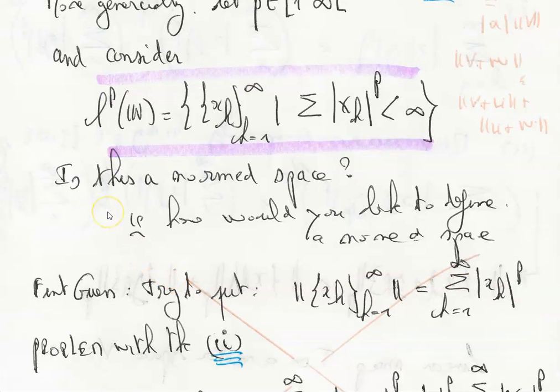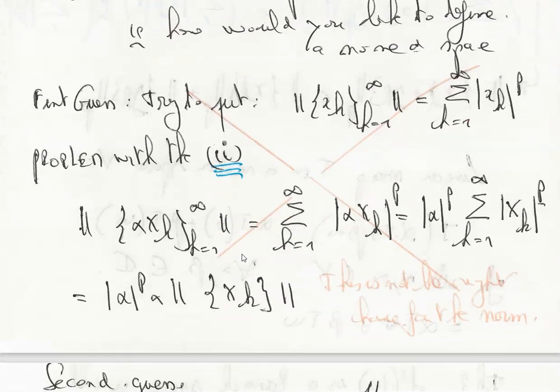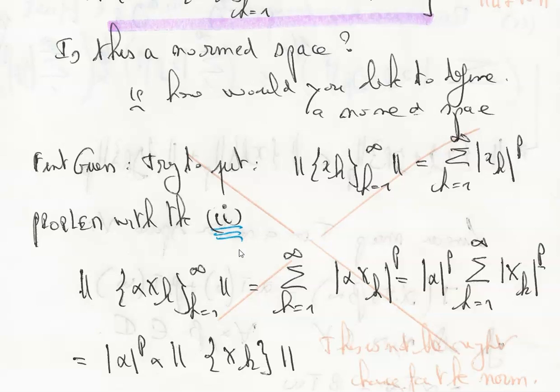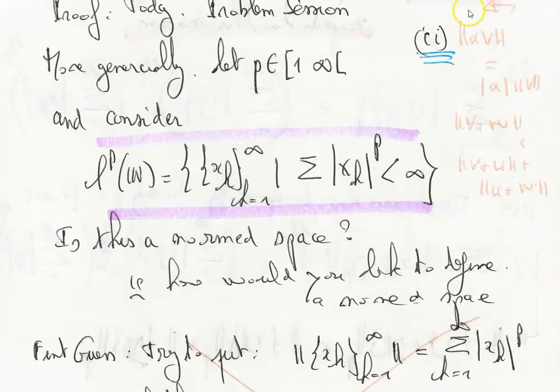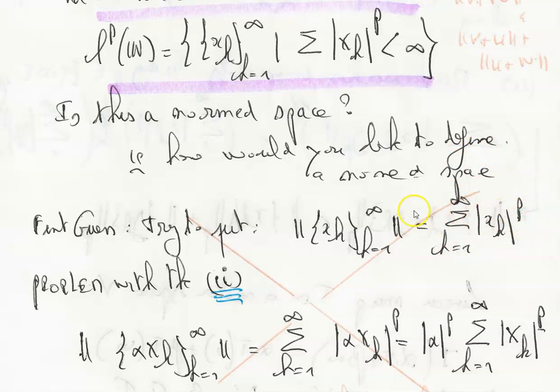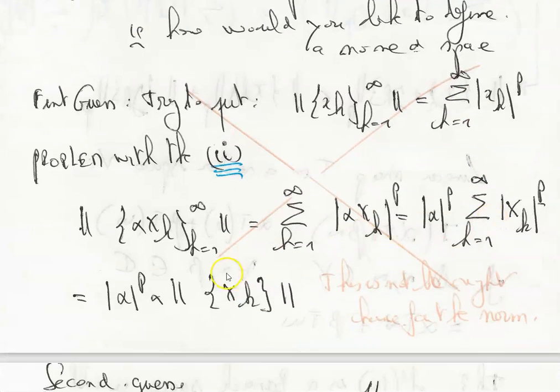Okay, so is this a normed space? This is the question. So how would you like to define a norm? First, we can try to say, okay, let's define the norm as this. Does it work or not? The norm of a sequence xk, k from 1 to infinity, could be the sum for k from 1 to infinity of the modulus of xk to the power p. Could be, but there is a problem with this and the Cauchy-Schwarz inequality, because we can't use the Cauchy-Schwarz inequality with this definition of the norm.